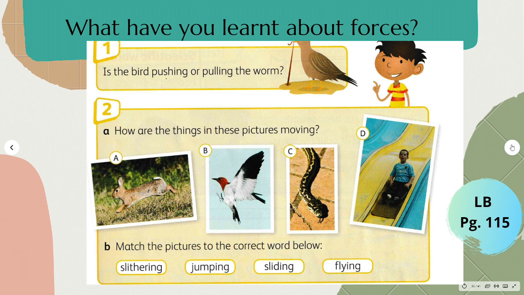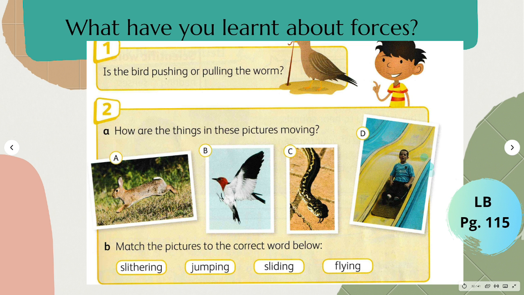Number 2, how are the things in these pictures moving? You will see different things here: a rabbit, bird, snake, and a boy. And then you will match the pictures to the correct word showing their movement: slithering, jumping, sliding, and flying. A rabbit is jumping, a bird is flying, a snake is slithering, a boy is sliding.